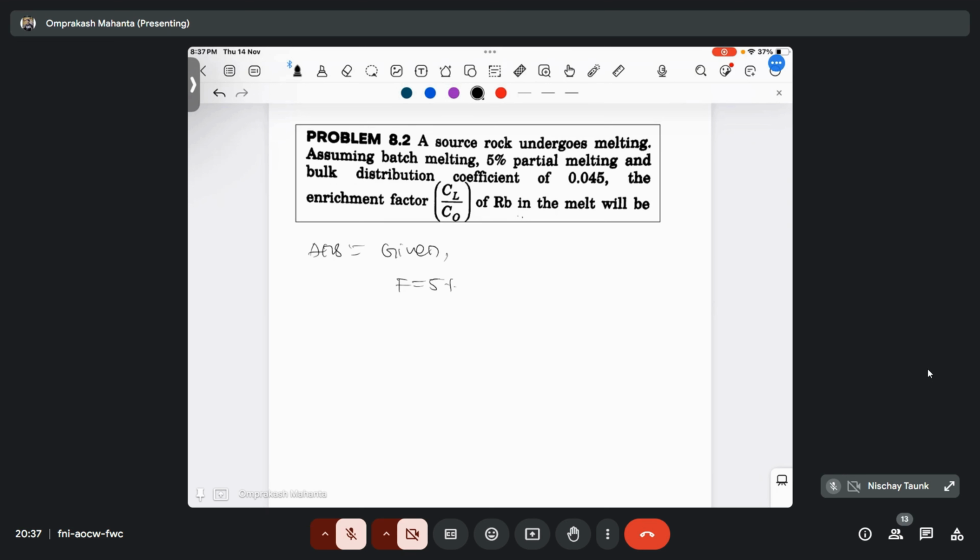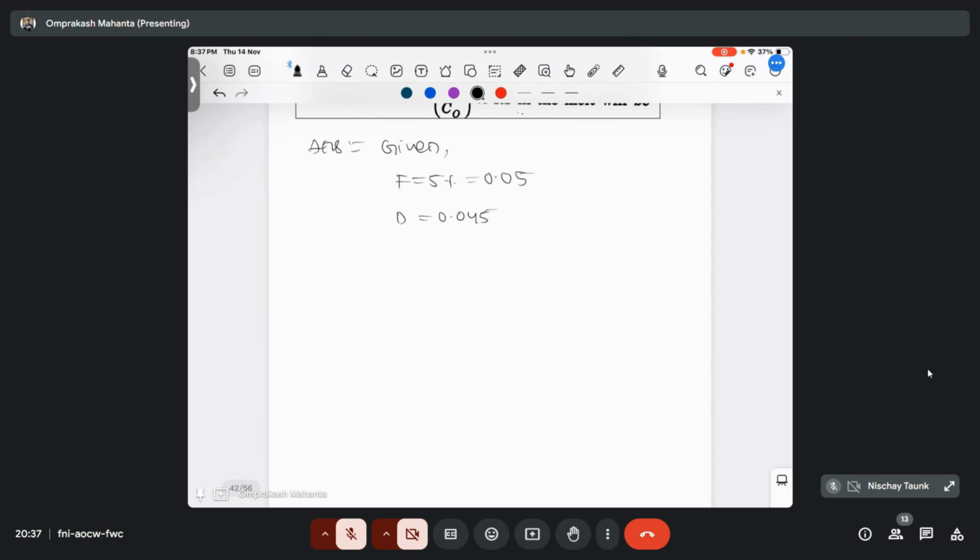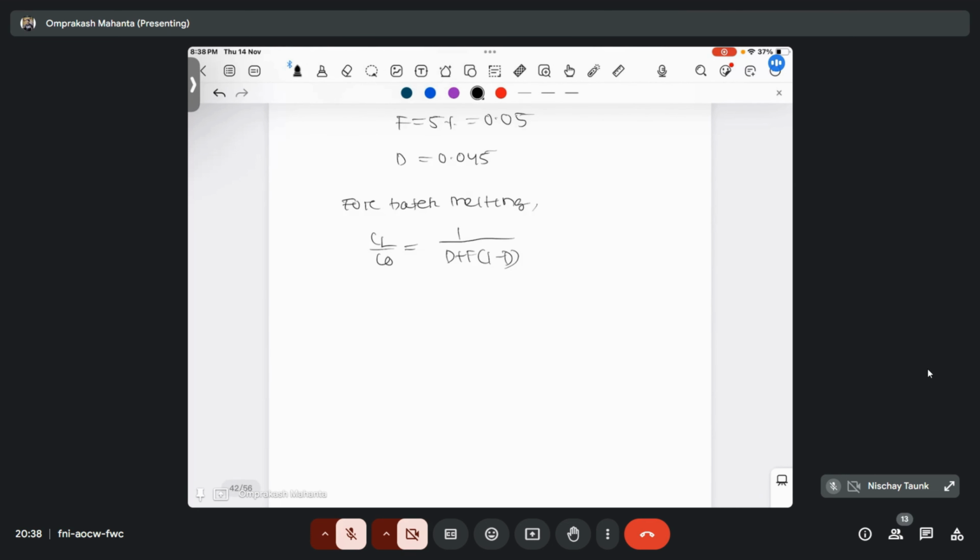F is given as 5%, that's 0.05, and the bulk distribution coefficient D is given as 0.045, and we want to calculate the enrichment factor as CL by C0. So for batch melting, what is the formula? The formula is CL by C0 equals 1 by D plus F into 1 minus D. So here we need to calculate the CL by C0 value, right? So 1 by 0.045 plus 0.05, 1 minus 0.045.